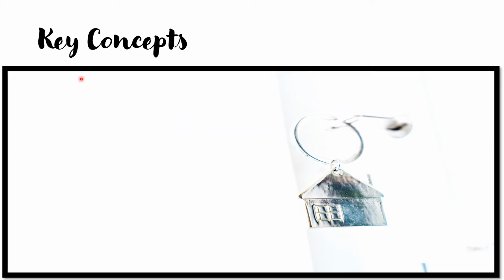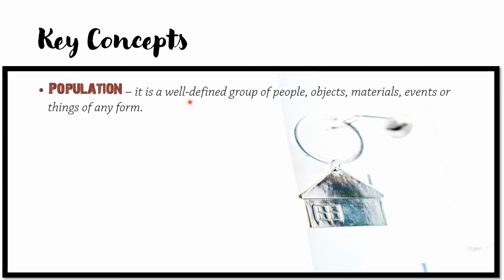Let's begin with the key concepts used in statistics. The first one, we have population. It is just a well-defined group of people, objects, materials, events, or things of any form. To understand it more clearly, here is an example: the age of each provincial governor. In the example, we're dealing with a group of governors in the Philippines. Therefore, this is about population. Basta, it deals with a group of anything defined here in the definition given.